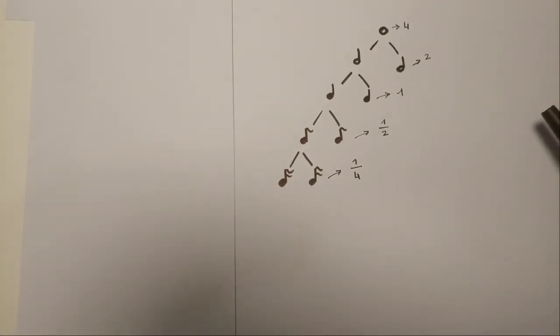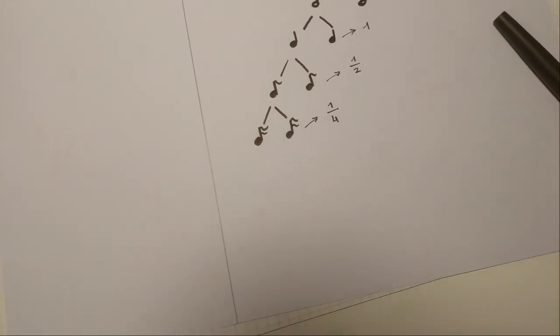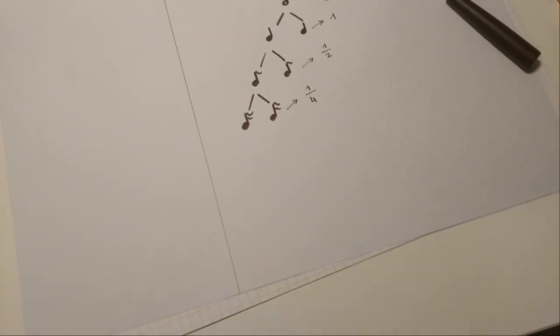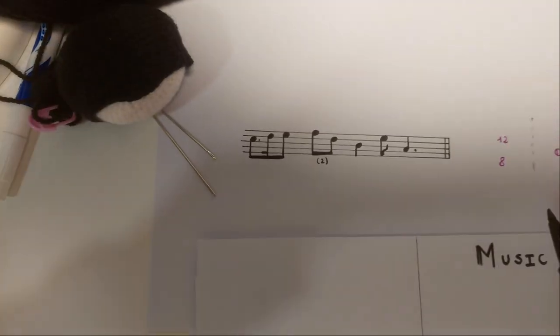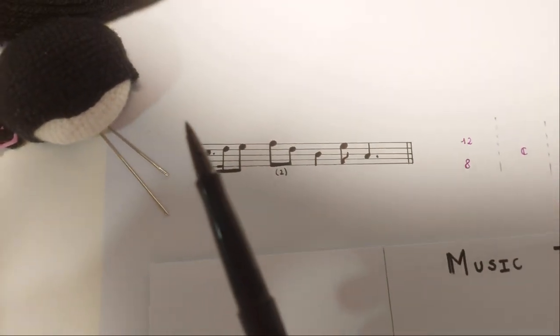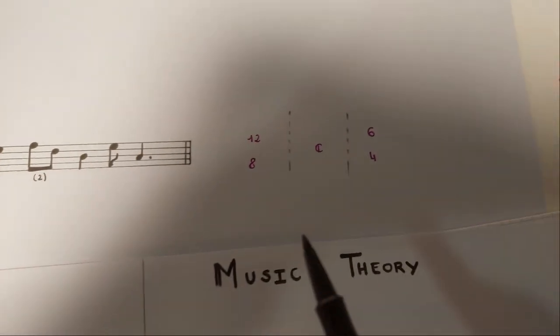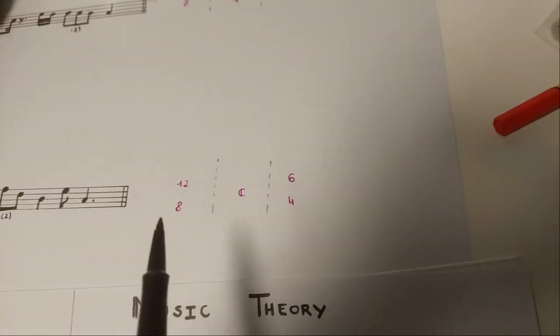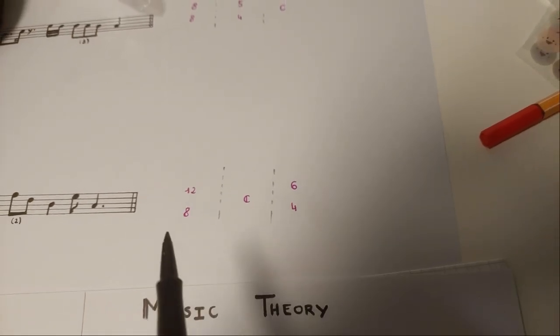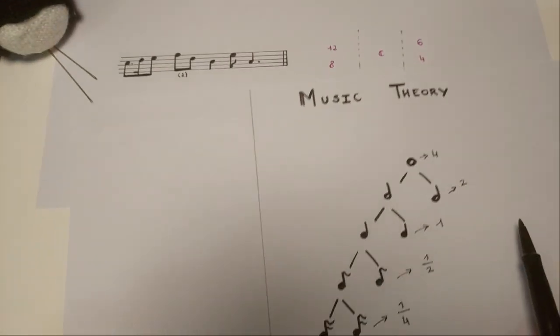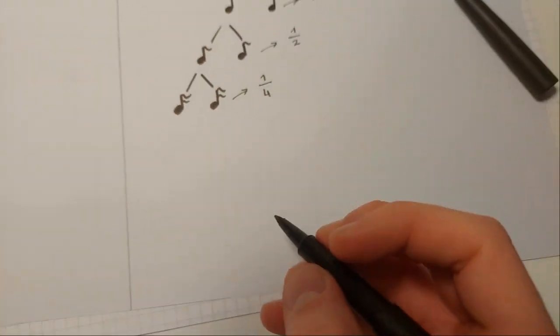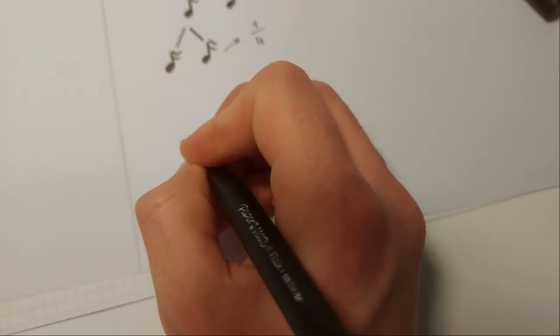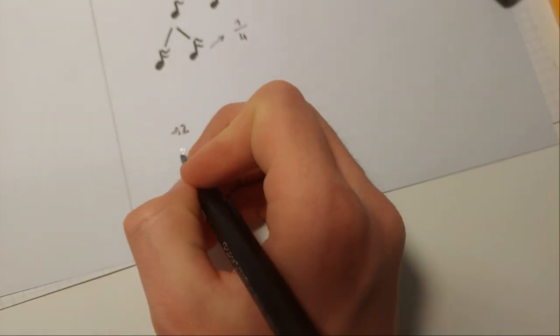Next, when we read a sheet like this, oops, we have two numbers at the start, which are represented like this. We have the number at the top and the number at the bottom. So let's take this 12, 8 as an example.